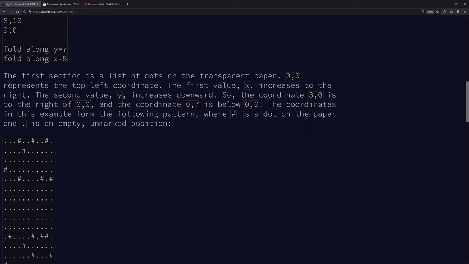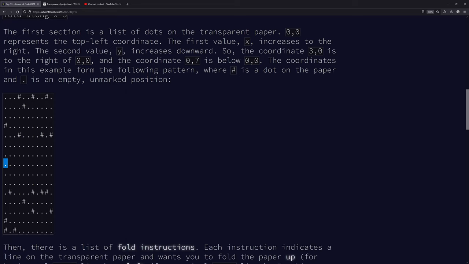3, 0 is to the right. Yeah, so this is 0, 1, 2, 3. Right. So x increases to the right. So this is 3, 0. Okay. 0, 7. Well, 0, 1, 2, 3, 4, 5, 6. Here's 0, 7. We already know how it is. Quote is an example from the following pattern where is a dot and dot is empty. Cool.